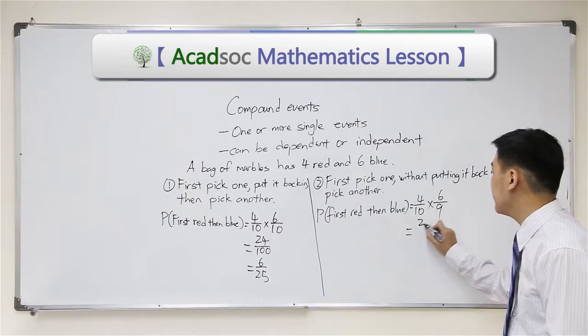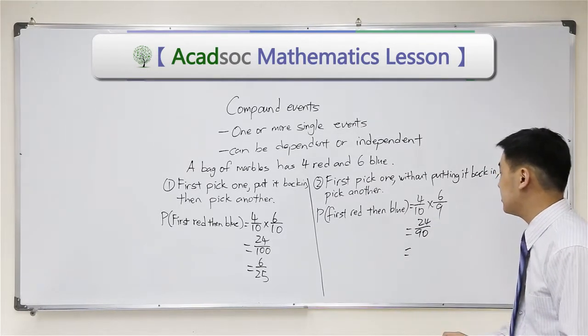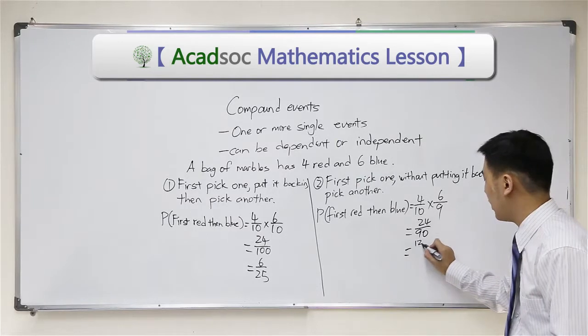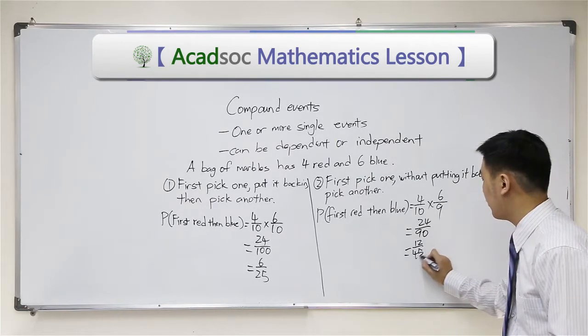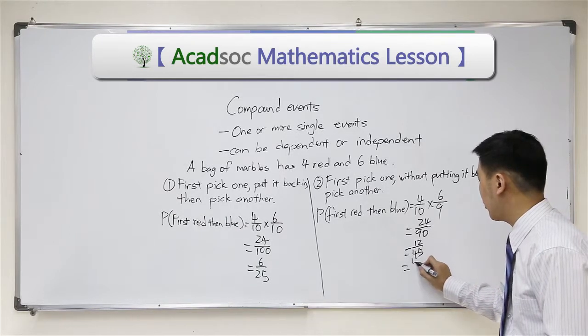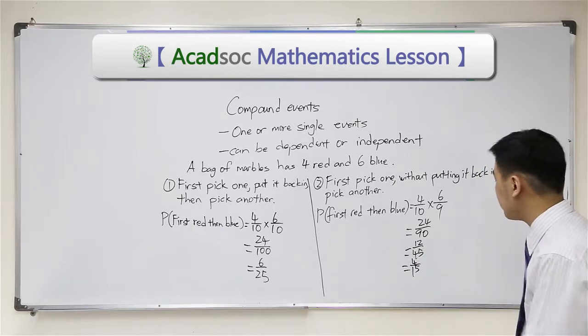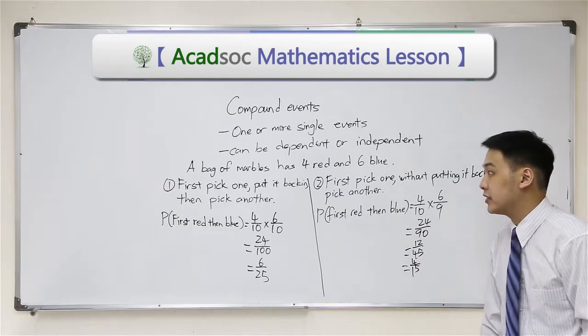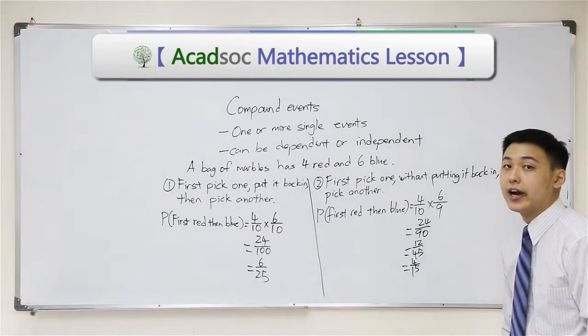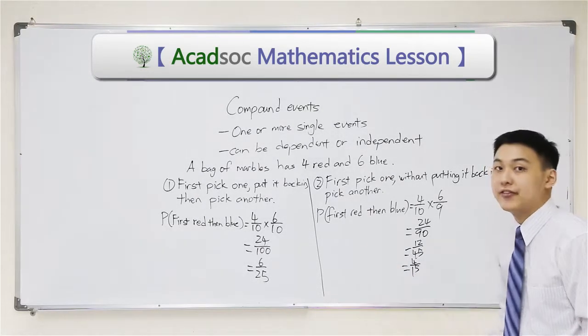So if we multiply this, we get 24 over 90. And this is equal to 12 over 45. And I guess we can divide this again by 3 to get 4 over 15. So you need to be careful when you are calculating dependent and independent events, because they give you different answers.